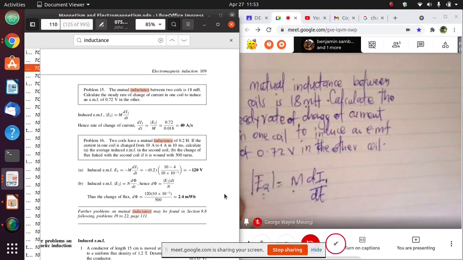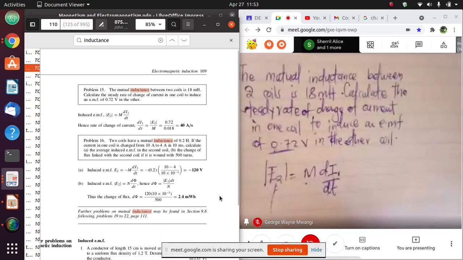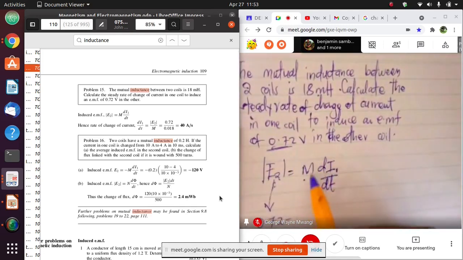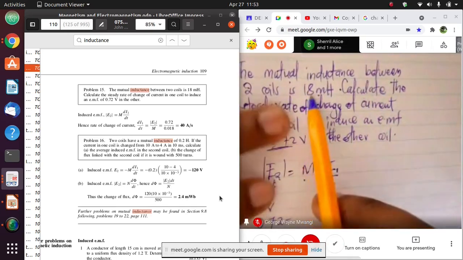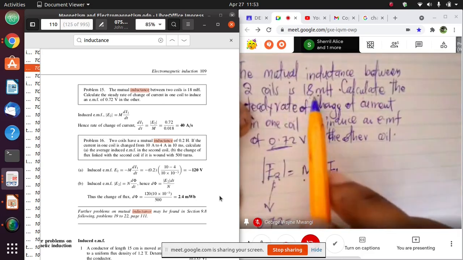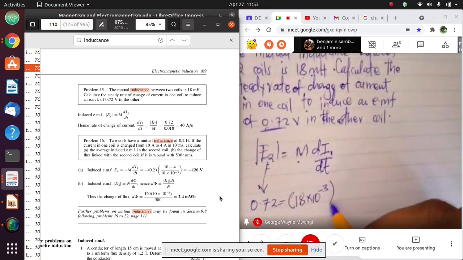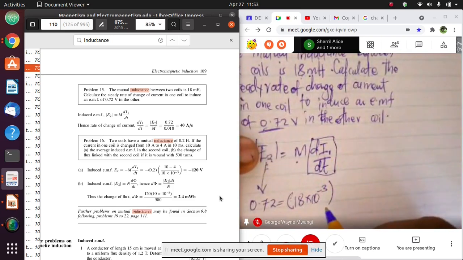We have already been given the induced EMF in the second coil, which is 0.72 volts. So 0.72 volts will be given by the mutual inductance. We have been told that the mutual inductance between the two coils is 18 millihenry. So when we change 18 millihenry to henry, we multiply it by 10 raised to the power negative 3. Now, this is what you're being told to find. What will be the rate of change of current with respect to time?